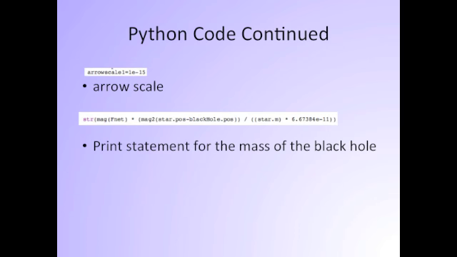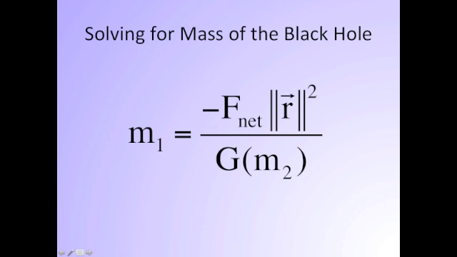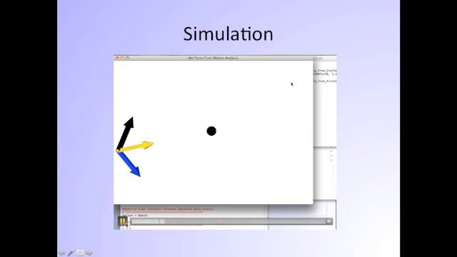Then the arrow scale is adjusted so that all the components are represented in the simulation. And finally, a statement is created at the end of the code in order to print out the mass of the black hole. This is accomplished by creating a string that is representative of Newton's universal law of gravitation when one is solving for an unknown mass. In this simulation, the green line represents the path the star travels, the black dot is the black hole, the yellow arrow is Fnet, the blue arrow is Fnet perpendicular, and the black arrow is Fnet parallel.